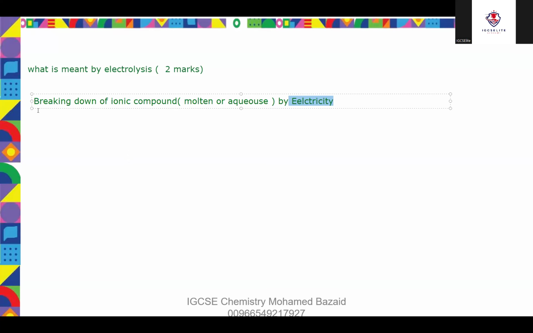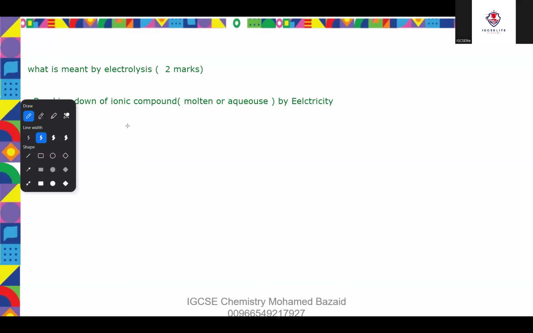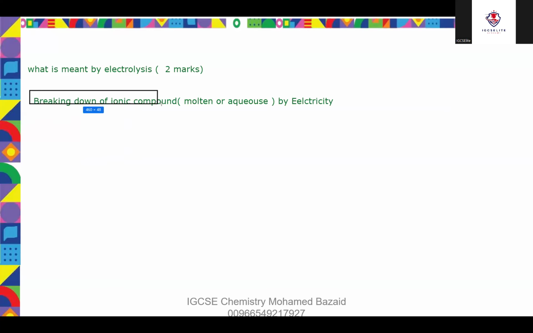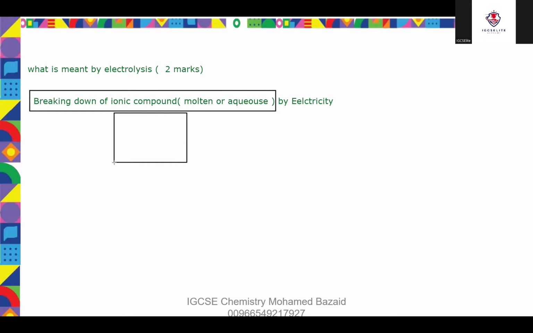What is the distribution of marks? Breaking down of an ionic compound, molten or aqueous: for this statement, it has 1 mark. How many marks does this one have?